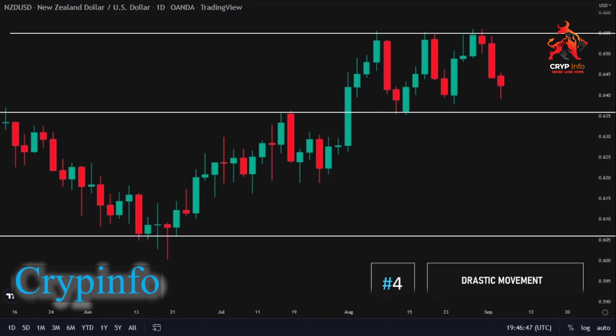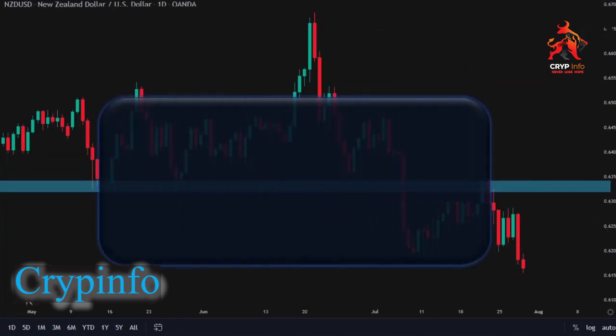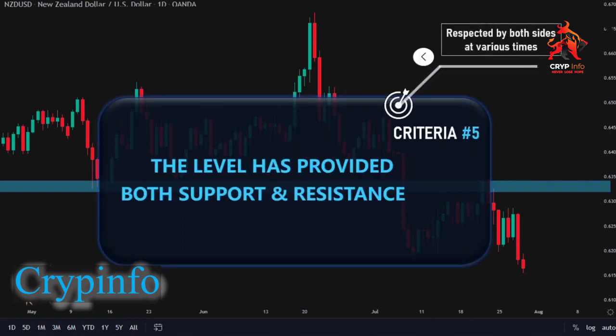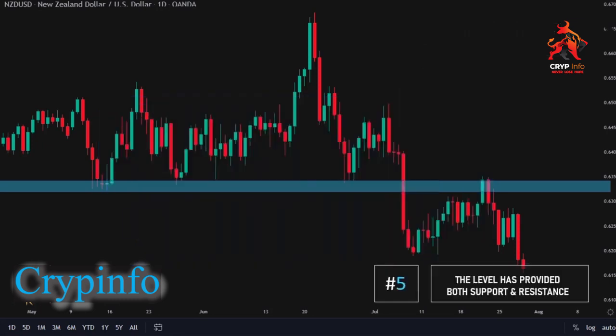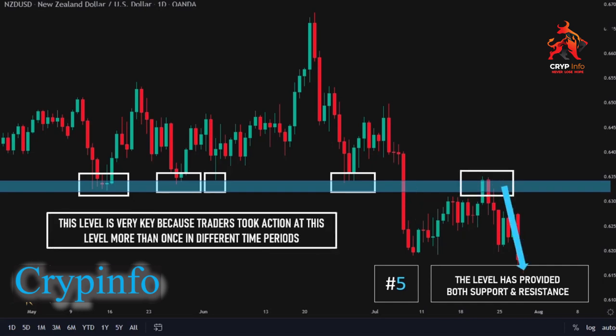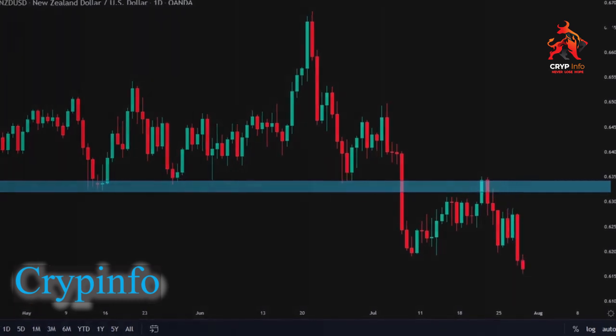So to the next trait. Trait number 5, the level has provided both support and resistance, meaning the level was respected by both sides at various times. As you can see, every time price reached this level of support, it reversed. And finally, it broke through and came back up. The support turned to resistance and price hit and pulled back again, revealing that this level provided both support and resistance.